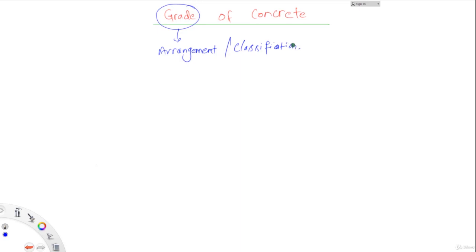Back then when we were in school, we used to have different grades, right? Grade 1, grade 2, grade 3, grade 4. The students were classified into various grades based on the things that they had studied in the last year and based on the things that they will be studying in the current year. Similarly, the concrete has also been classified into various groups based on its compressive strength.